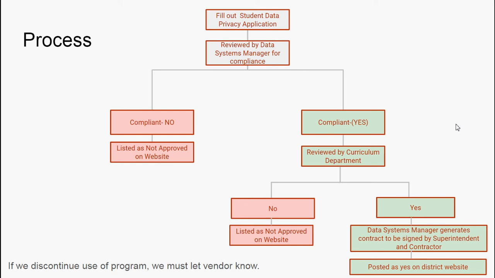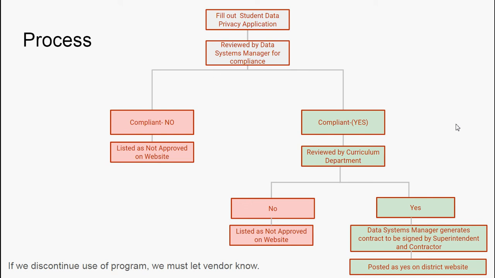If it is compliant, it will then be turned to the curriculum department, who will review it. If the curriculum department decides that it is not a tool that we should be utilizing in our district, they will mark it as no, and it will be listed as not approved on our website. But if it's reviewed by the curriculum department and determined yes, the next thing that happens is the Data Systems Manager generates a contract to be signed by the superintendent and the contractor. It is then posted as yes on our district website.